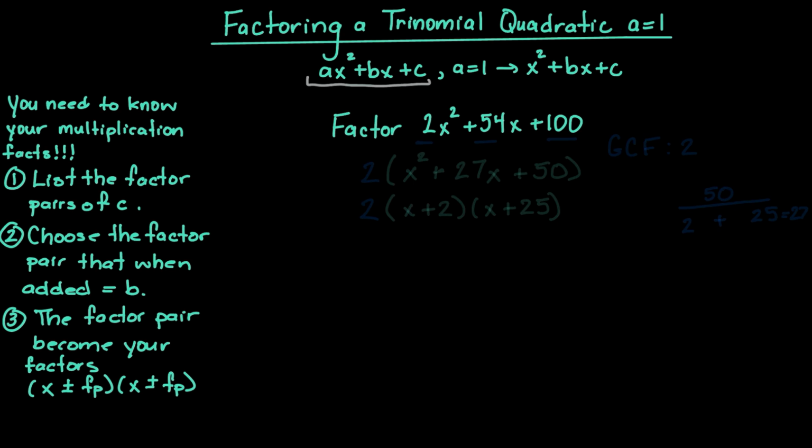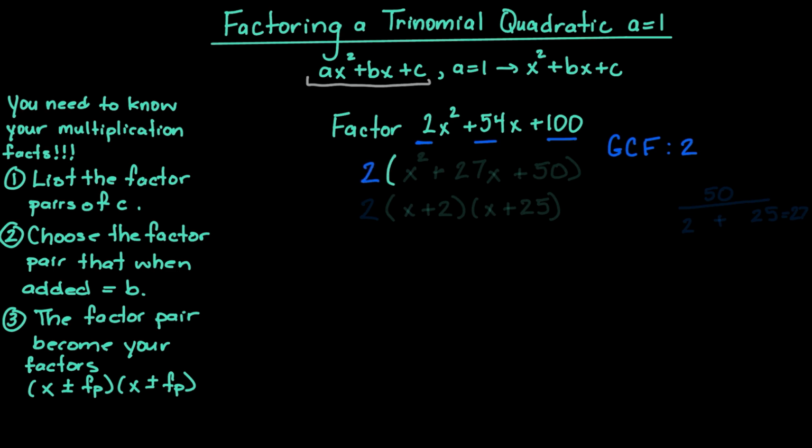So if you notice, A is not initially 1. So right now, our A value is 2. Always check for a GCF first. It could be that this is no longer a factoring a trinomial quadratic where A is 1, but it could be that if we factor out the greatest common factor, all of our coefficients are even, so we know they are all divisible by 2. Our GCF is 2. So we're going to factor out a 2.